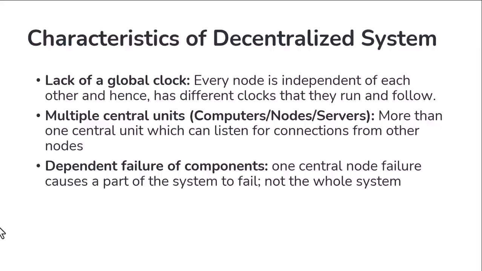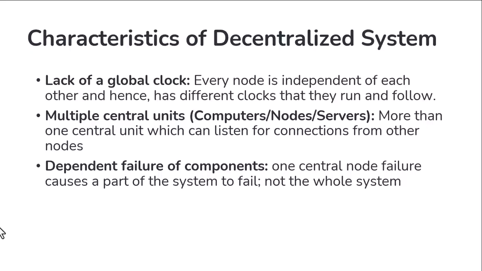Every node has a physical clock. There is no one common clock, but rather there is some logical clock. Logical clock is created through some algorithms, and then the tasks are assembled and synchronized. There are multiple central units, computers, nodes, or servers, more than one central unit which can listen for connections from other nodes.